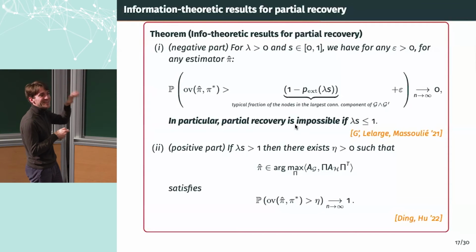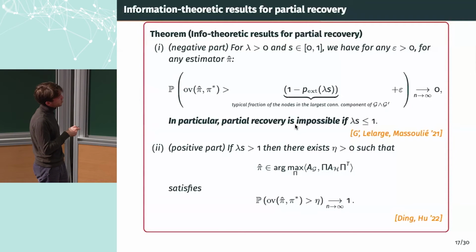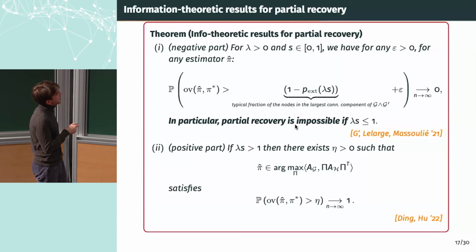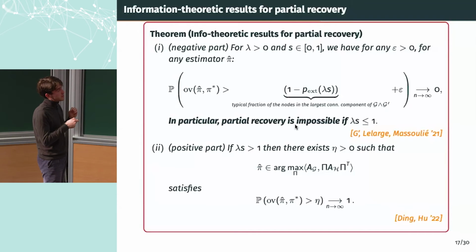Maybe a bit complicated in the first place, but an important thing is that this typical fraction, when lambda s goes below 1, is simply 0. This quantity is 0 if lambda s, the parameter here, is less than 1. So this means that I cannot hope for a positive fraction of the nodes to be correctly matched if lambda s is less or equal to 1. This is an impossibility result.